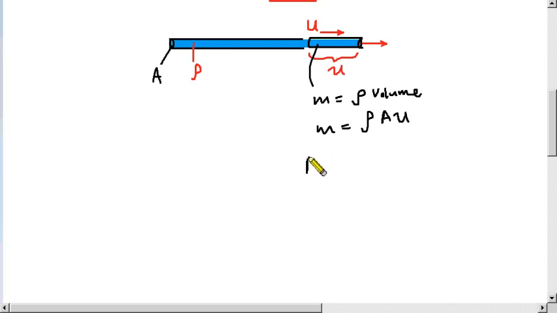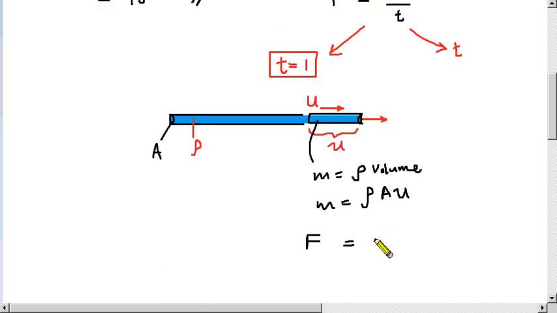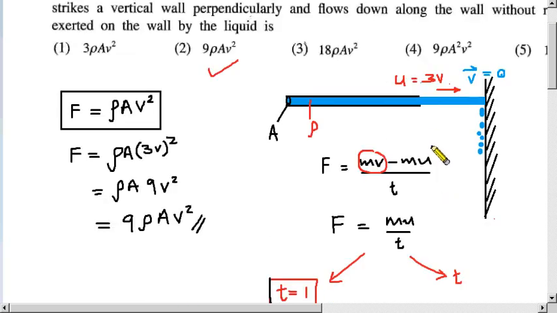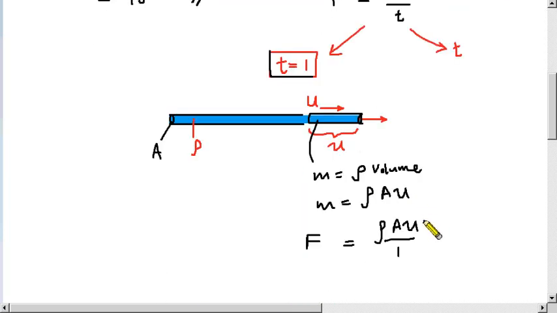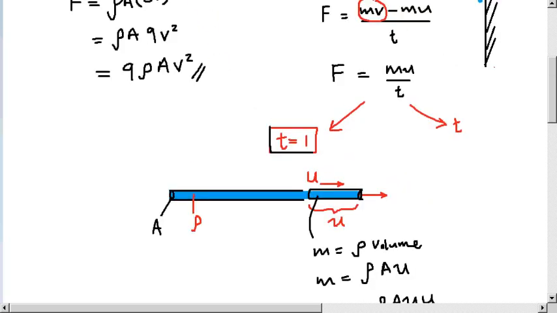So we can substitute this into F equals m divided by t. M divided by t means this one is the mass, rho a u, then t is 1 second. Here we have taken it as that, times again u. So another u you have to write here, then you get F equals rho a u squared. So easy. That is the equation we used here.